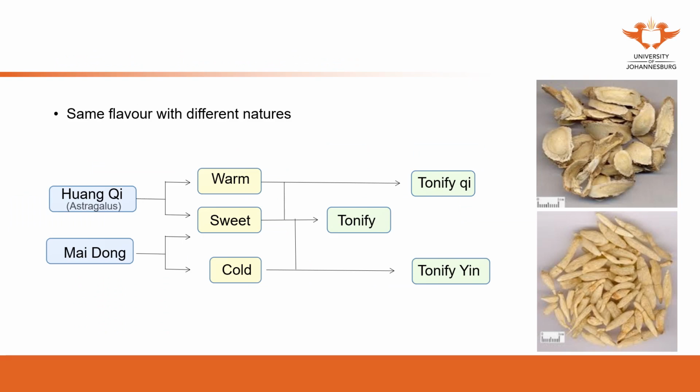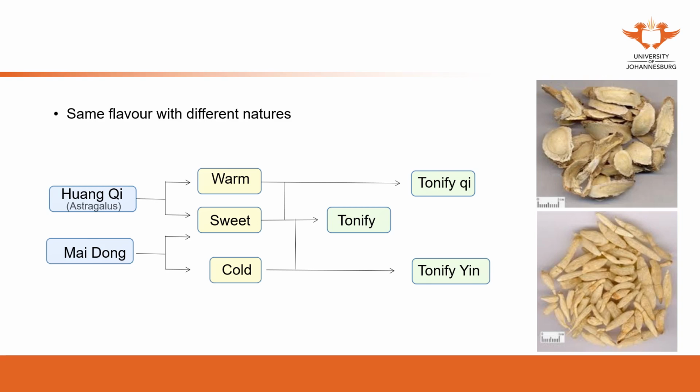There's another situation in which herbs share the same flavor but have different natures. For example, huangqi. Huangqi is quite a famous herb. I think you also use it in homeopathy. Astragalus, huangqi, the property of huangqi is warm and sweet. Warm and sweet can tonify, and when warm, it can tonify qi.